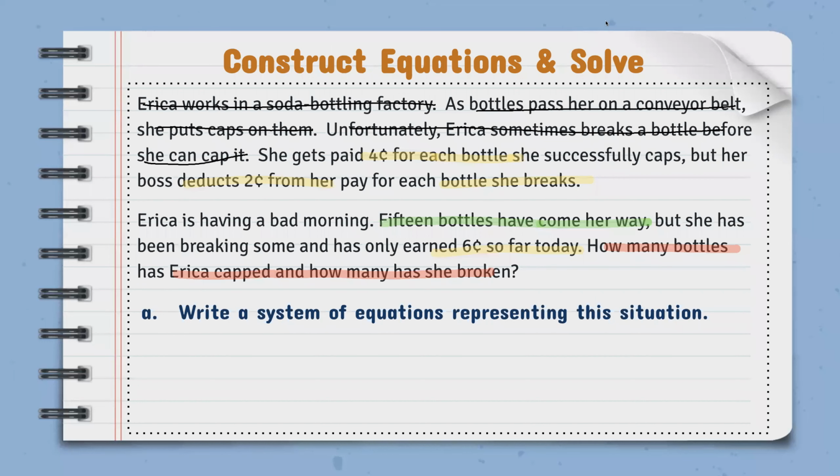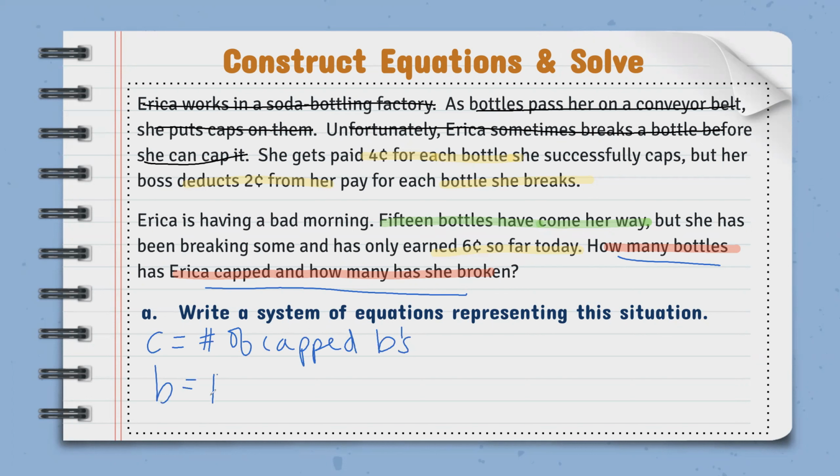So to write a system, let's write some let statements first so that we can define our variables. We've got two things we're working with: bottles broken and bottles capped. And we want to know how many bottles she has capped and how many she has broken. So I'm going to use C to equal the number of capped bottles and B for the number of broken bottles.